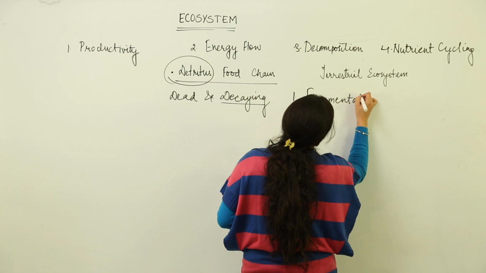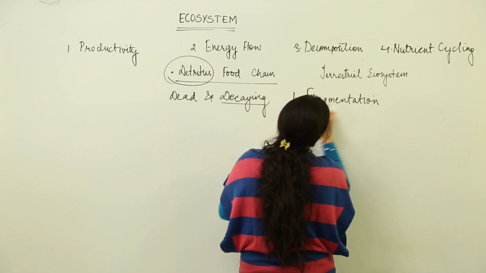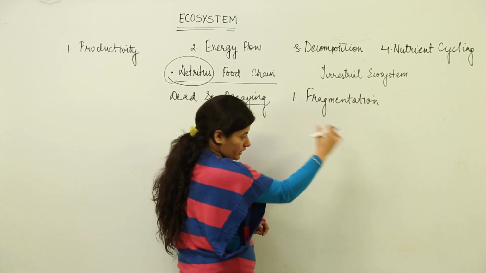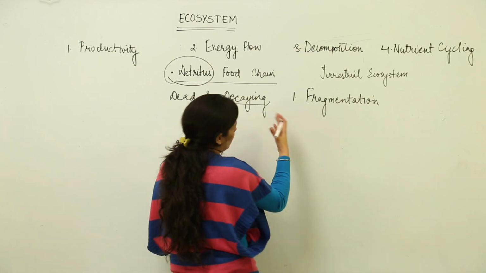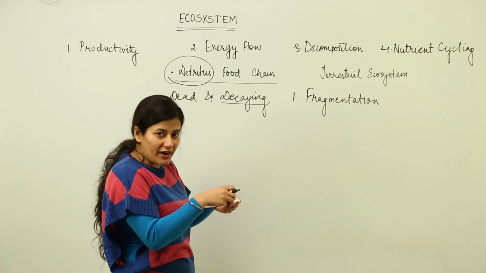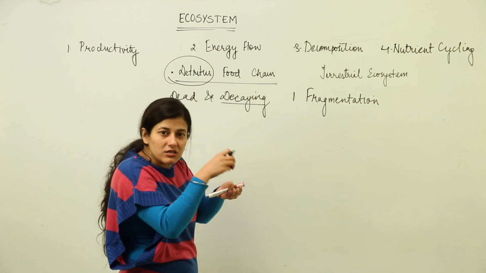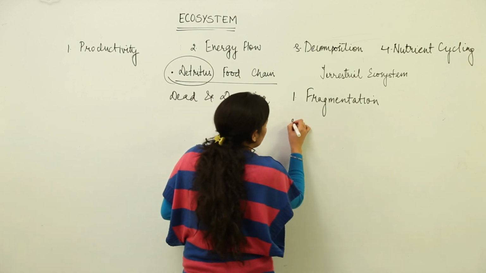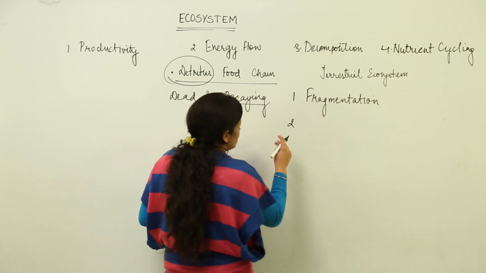Now see, whatever would happen in this lies in its name, the English meaning. Making fragments of something. Whom? This dead and decaying organism. If it is a leaf, make it small fragments. If it is an organism, make it small fragments. Animals, organisms, leaves are also parts of organisms.